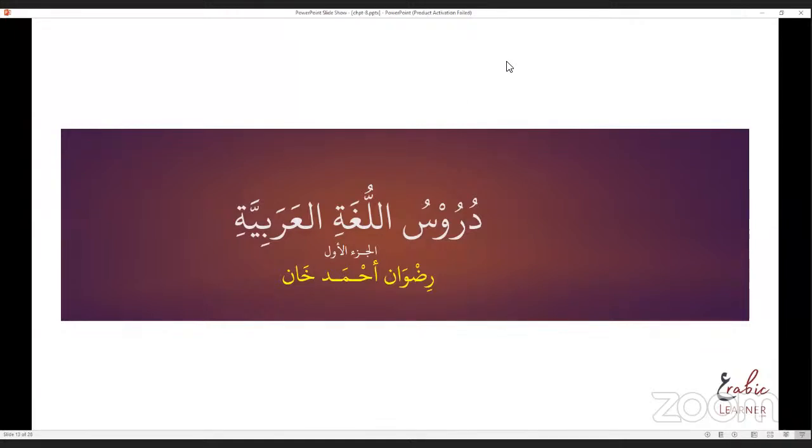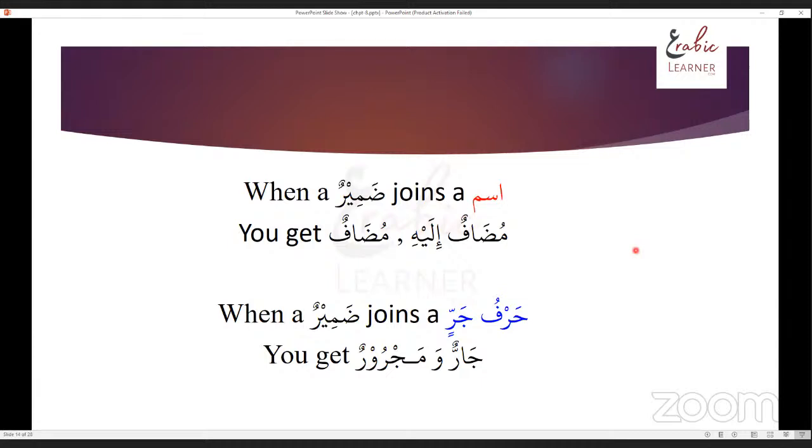So let's go back to the slides now. These are the two phrases that you have to remember, and all of yesterday's class was based on them. When a dhamir joins an ism, you get mudaf, mudaf ilayh. And when a dhamir joins a harfu jar, you get jarun wa majrurun. You can write these two phrases in your notes. This is related to dhamir muttasil, the attached pronoun.